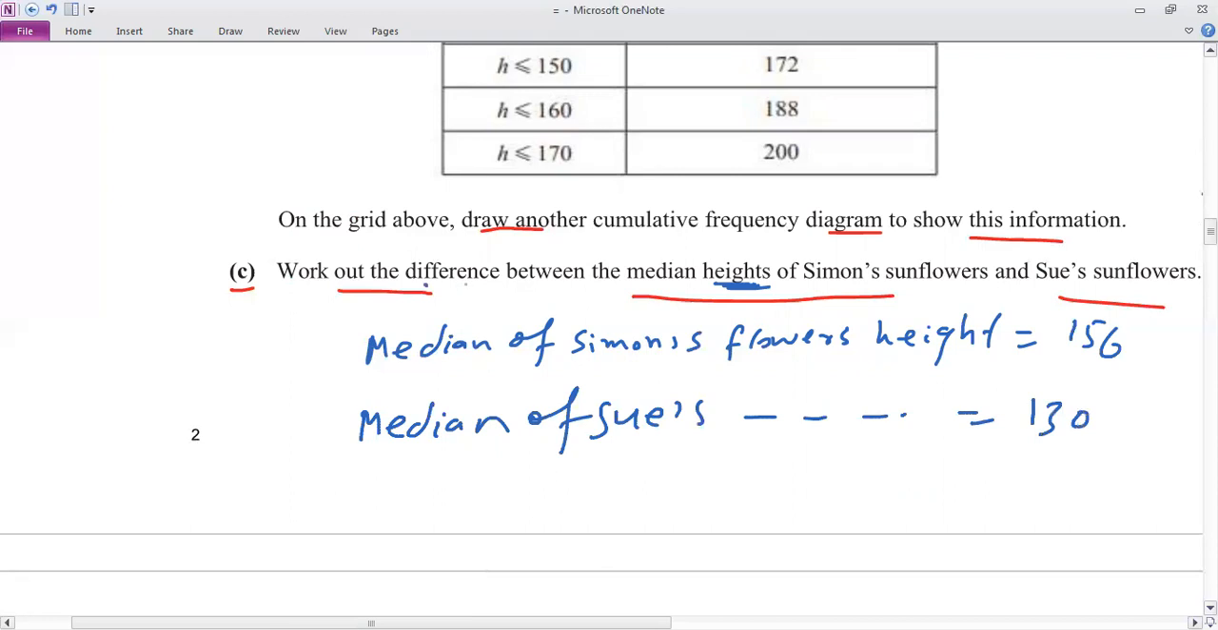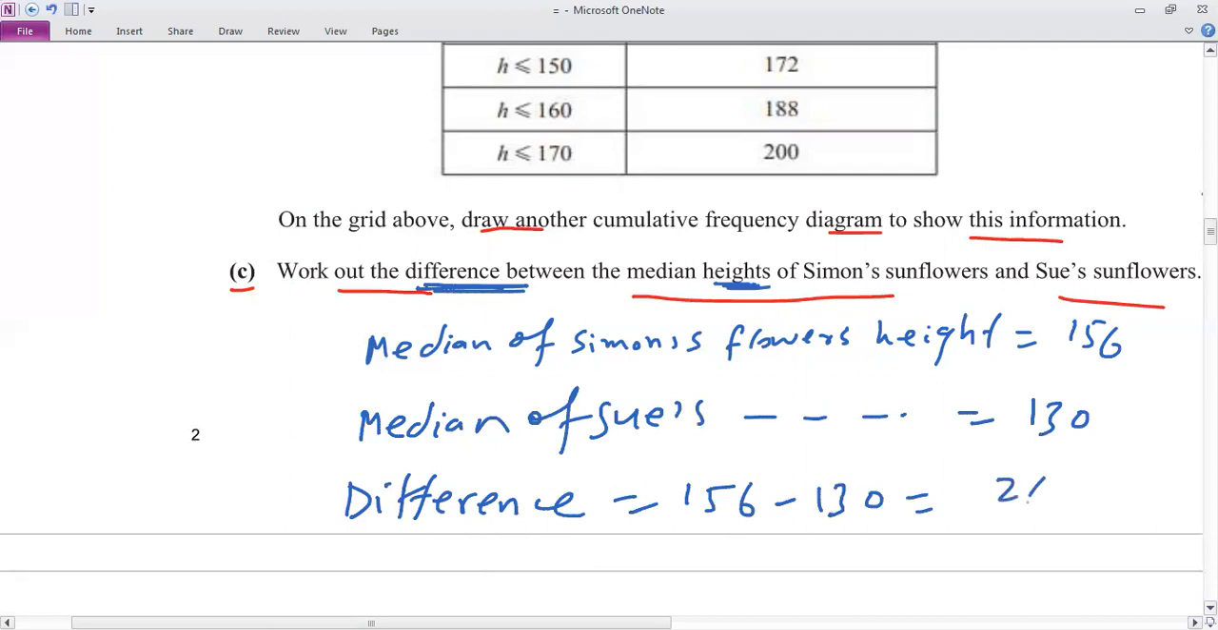Now we have to find the difference, work out the difference. So what will be the difference? The difference will be 156 minus 130. That will be 26. So 26 is the difference in their medians. Understand?